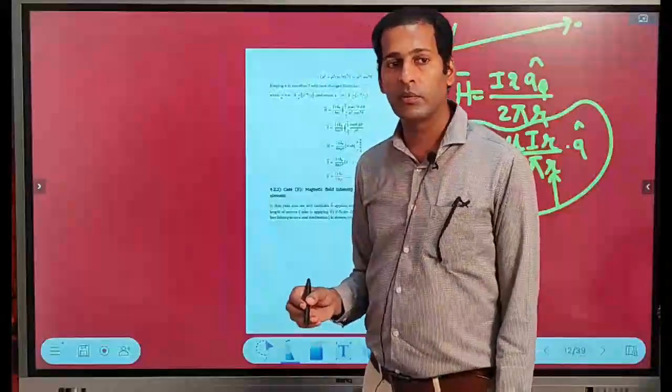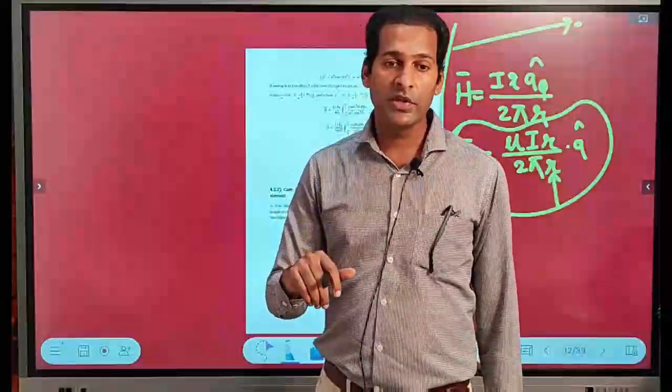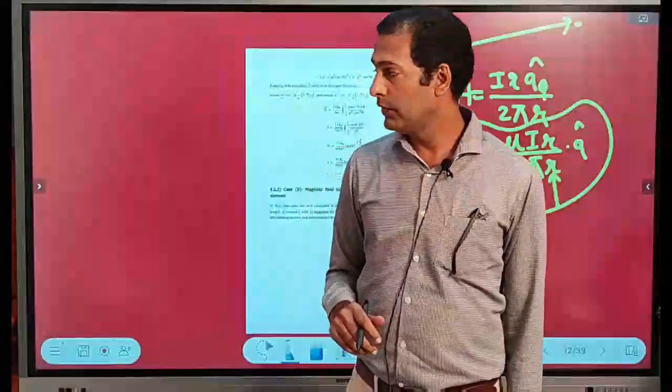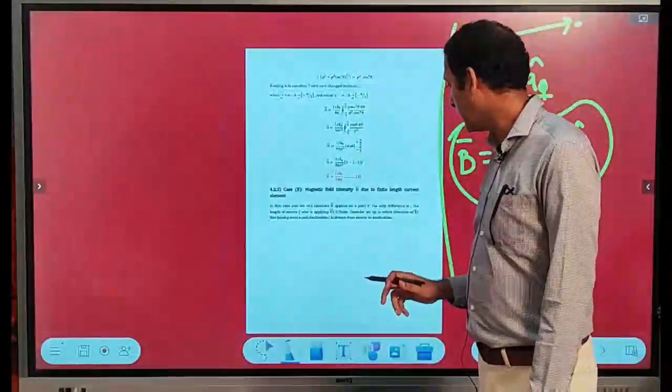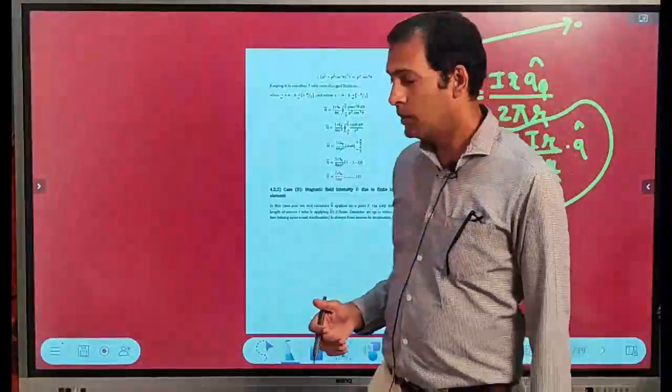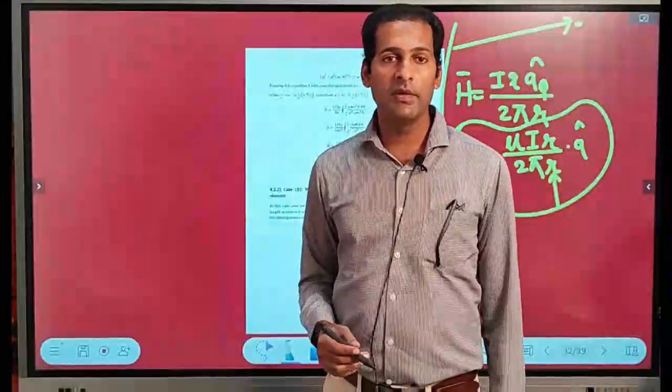In the second case we will consider surface charge and volume charge. With this we will stop this session here. The next cases of this magnetic flux density we will see in the next session.